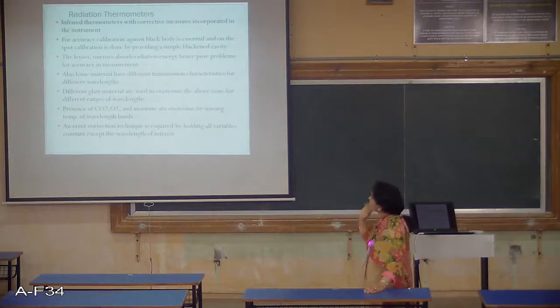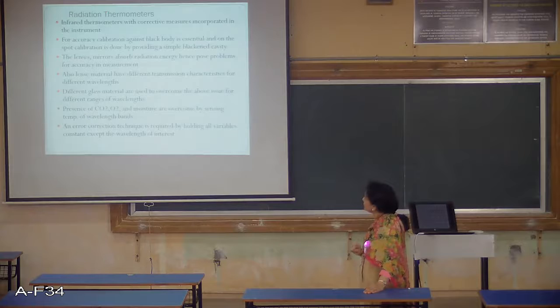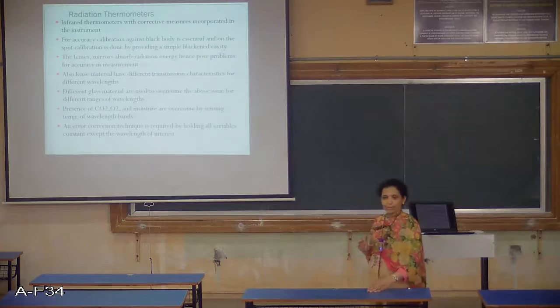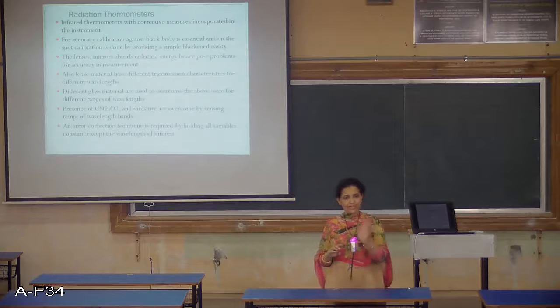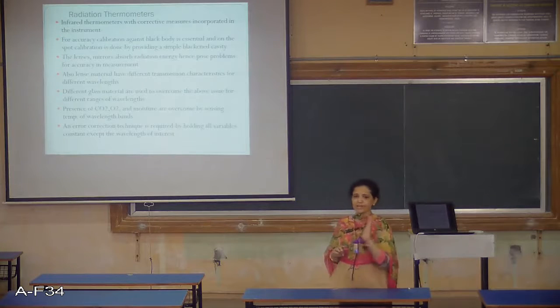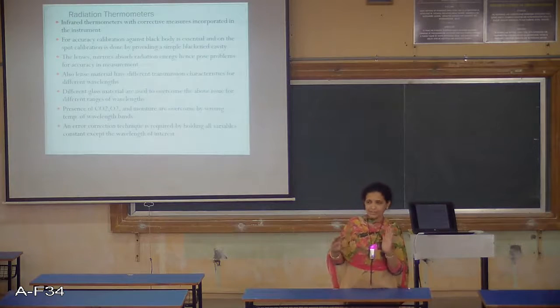Now for accuracy, calibration against the black body is essential, and on the spot calibration is done by providing a simple blackened cavity. Now already we know what is black body radiation, why the black body is taken as the reference. So this we have discussed earlier.